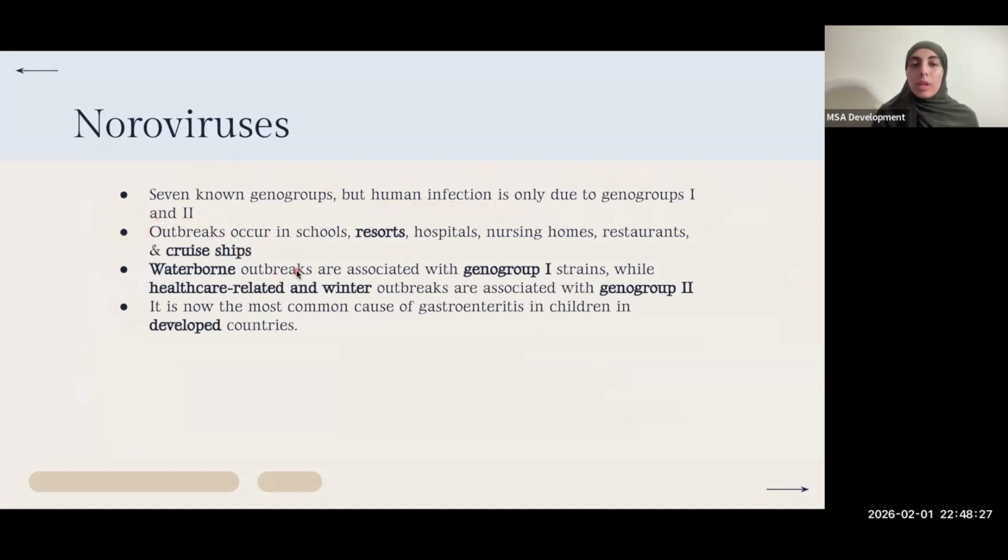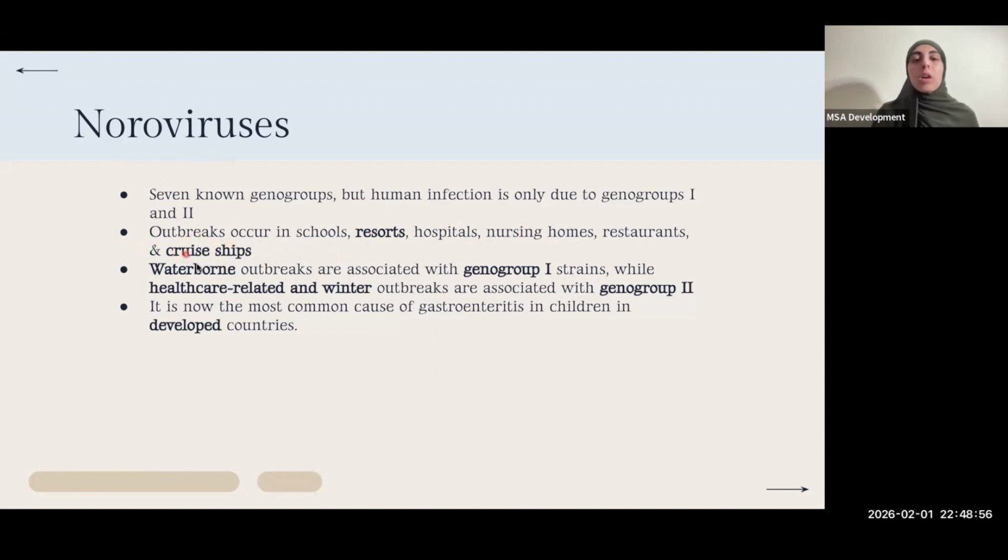Very, very important key in any question or case scenario you get is when you see cruise ship. If you see cruise ship, this is norovirus until proven otherwise, okay? So it causes outbreaks in settings where you have a lot of people coming together eating same food, like in schools, resorts, hospitals, nursing homes, restaurants, and cruise ships. Very important to remember resorts and cruise ships. This will almost always be the key thing in the question that will hint towards norovirus.